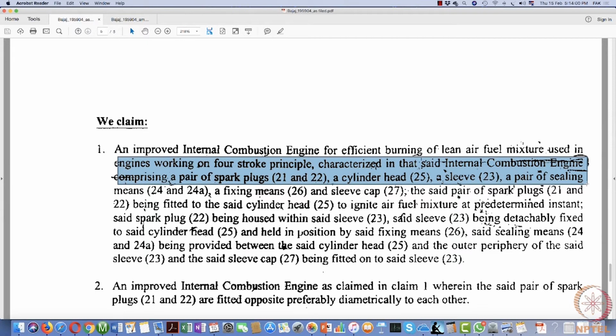In this case, an amendment introduced a limitation into the claim. Now you can see the highlighted part here. Internal combustion engine comprising of pair of spark plugs, and a pair of spark plugs, a cylinder head. That's it. Now let's look at the claim that eventually got granted, the amended claim.